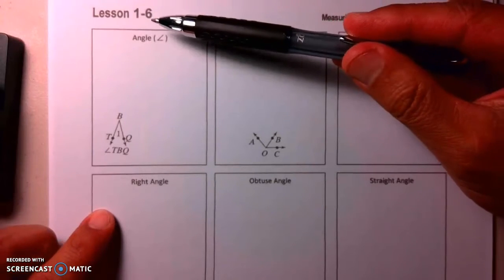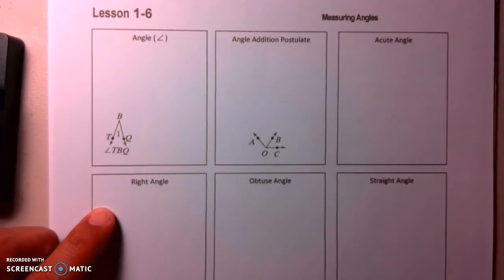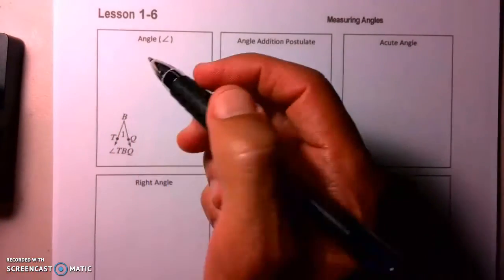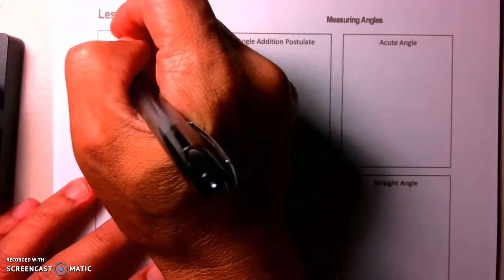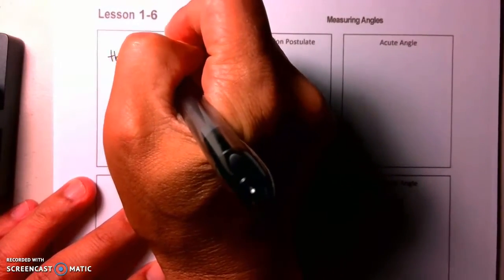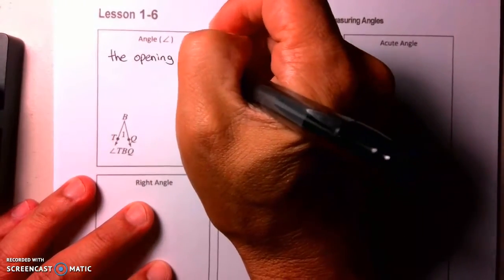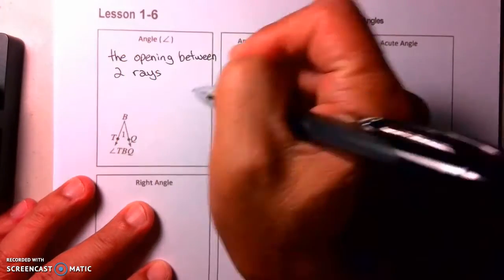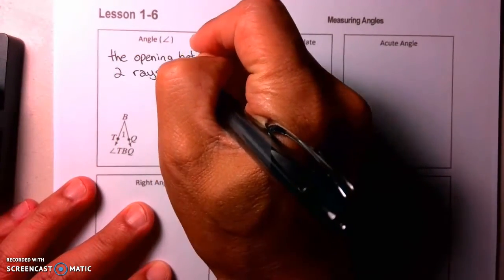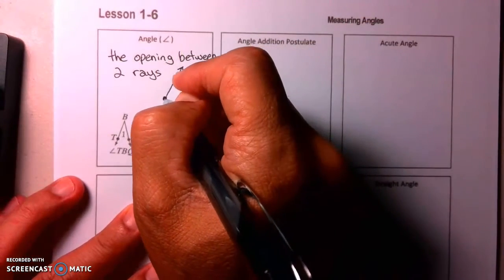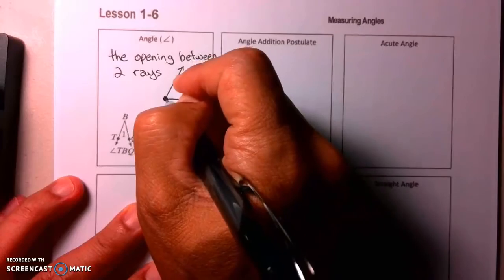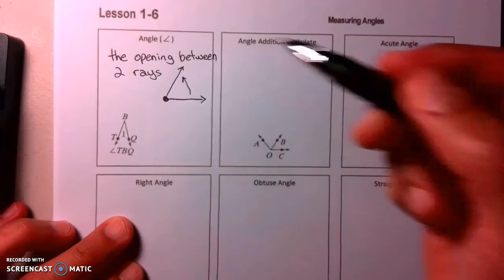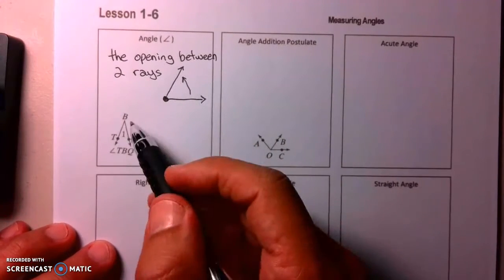Okay, here are the notes for lesson 1-6, measuring angles. First of all, of course, when we're talking about angles, we've got to know what an angle is. The technical definition is it's the opening between two rays. That's a real technical definition here, but basically, if you have one ray where there's an endpoint and it goes on forever, that's one ray, and here's the other ray. And it's this opening, the whole entire thing, that is the angle, and that's the angle opening that we would measure. Okay?